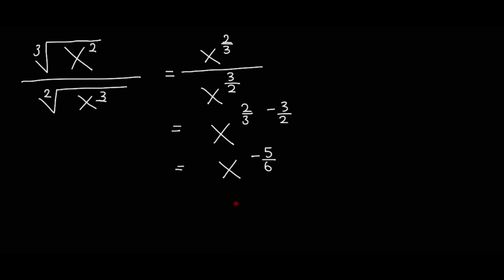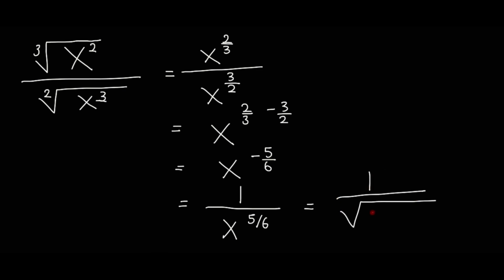And then now I can change a negative exponent into a positive exponent. This means we write 1 over x to the power 5 over 6. This is our answer, but we can write it in a root form because they gave the problem in a root form. This means it will be 1 over the sixth root of x to the power 5. So this is our final answer.